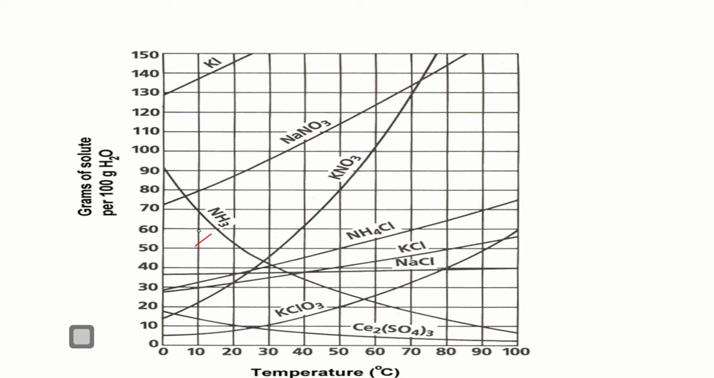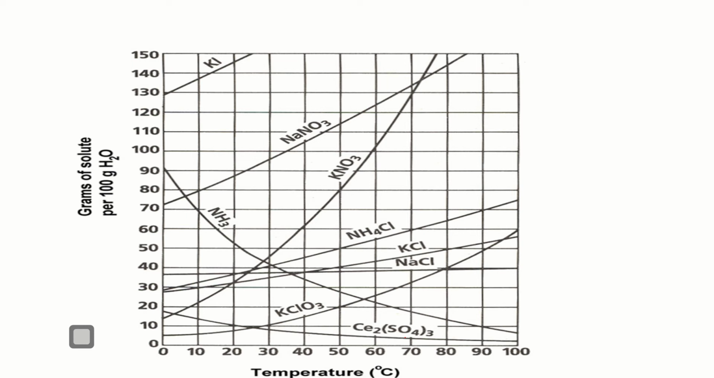We can see that we actually have ammonia right here. Its solubility goes down, so that's a unique one versus all of the other ones going up. We can see the Ce2(SO4)3 going down. But in general, all elements, all compounds increase solubility when we increase temperature.